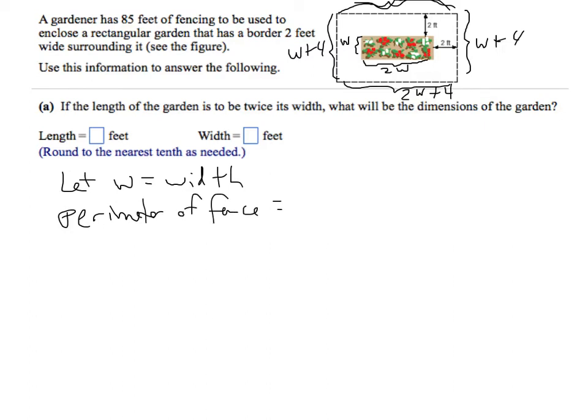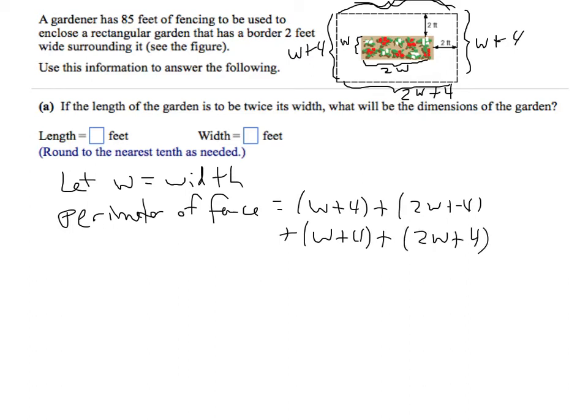So I know that the perimeter of the fence is just the sum of those 4 lengths. So I'll have W plus 4 plus 2W plus 4 plus W plus 4 again plus 2W plus 4 again. So that's the perimeter of the fence, and we're told that we're going to use 85 feet of fencing. So what I want to know is, what does W have to be in order for that perimeter to be 85? So now that's an algebra problem.